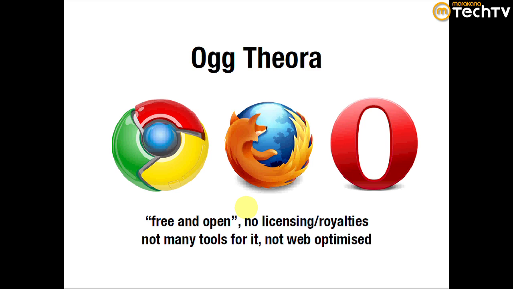There are 3 formats for video on the web. The first one that we'll talk about, and possibly the least important these days, is called Ogg Theora, and this is supported by Google Chrome, Mozilla Firefox, and Opera. It's free and open, in inverted commas. There's no licensing and no royalties. Unfortunately, there aren't many tools for it.